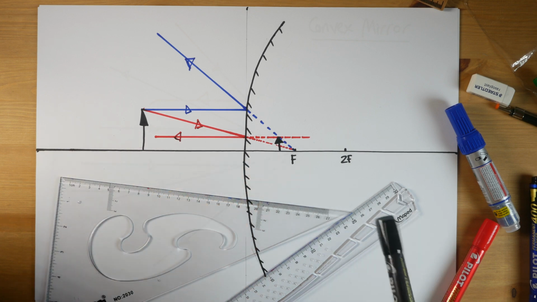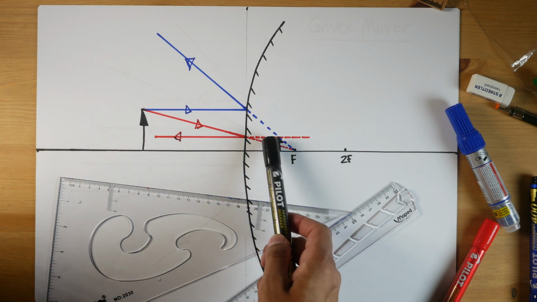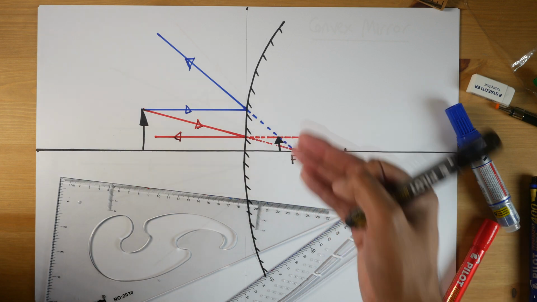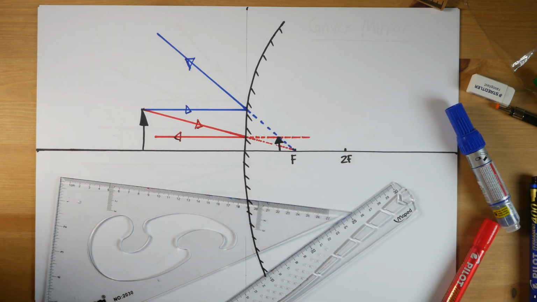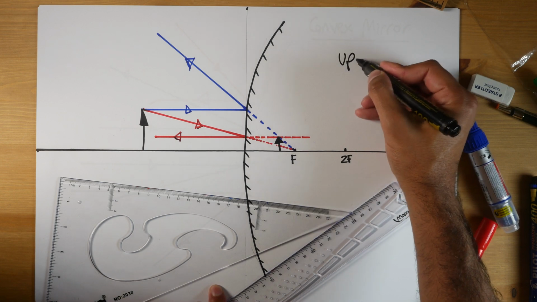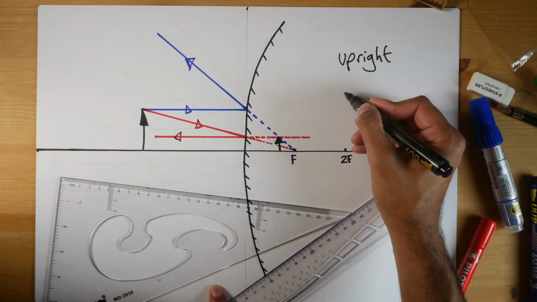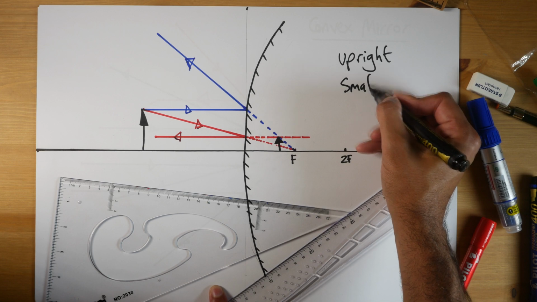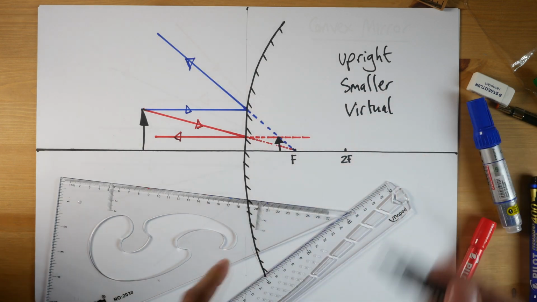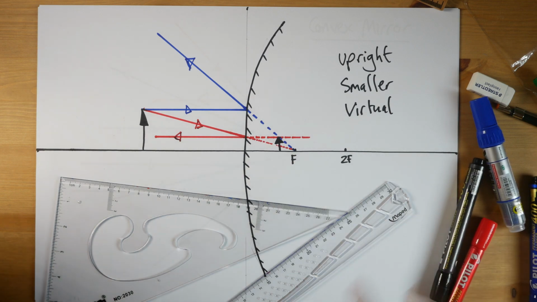Now, as you can see, it is an upright image. It is a virtual image because it's actually made out of non-existent rays of light. These dotted lines don't actually exist in real life, but they give a virtual image like this. So it's an upright, virtual, smaller image. I'll write that over here: upright, smaller, virtual image. Okay? And that's it for convex mirrors.